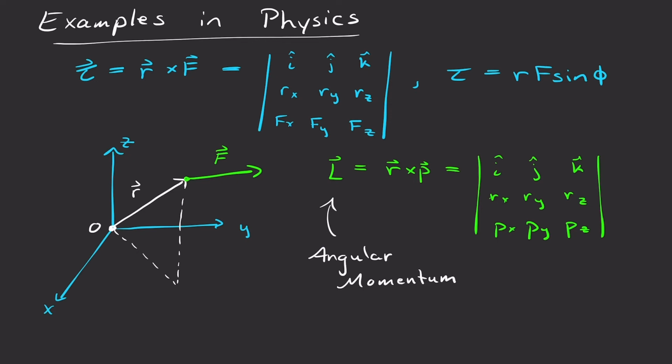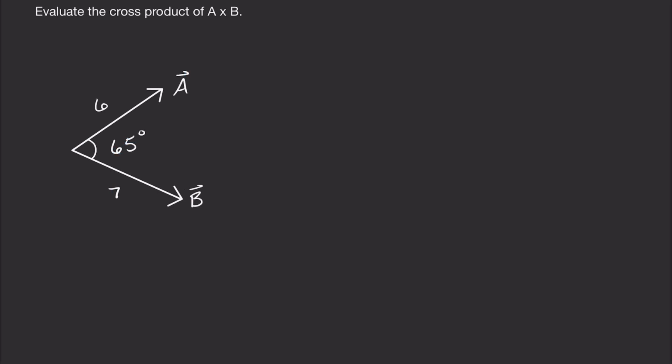Okay, so now let's do a few examples where we actually calculate the cross product and use it to solve some problems. So in this first problem, we want to evaluate the cross product of the vectors A and B. Okay, so A cross B is just going to be the magnitude of A times the magnitude of B times sine of the angle between them. Okay, and so that angle is given to us as 65, and we're given the magnitudes, so this is just going to be 6 times 7 times sine of 65. Or if you plug that in, that's just going to give you 38.